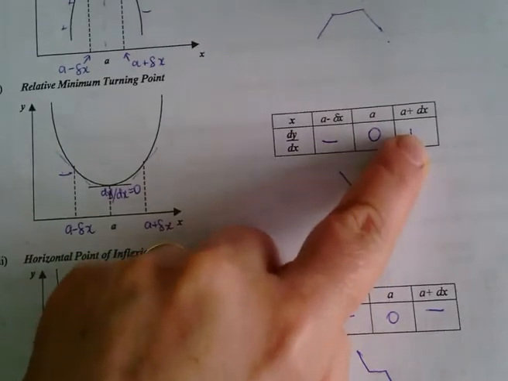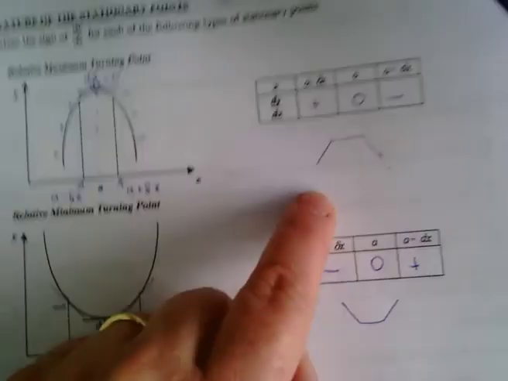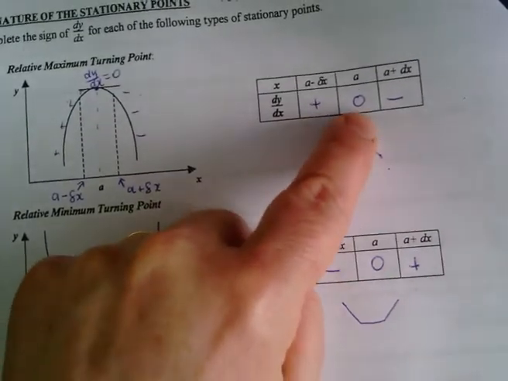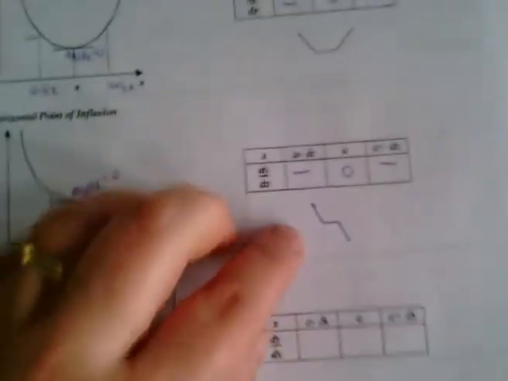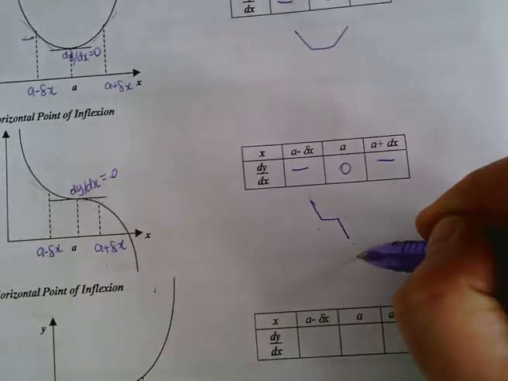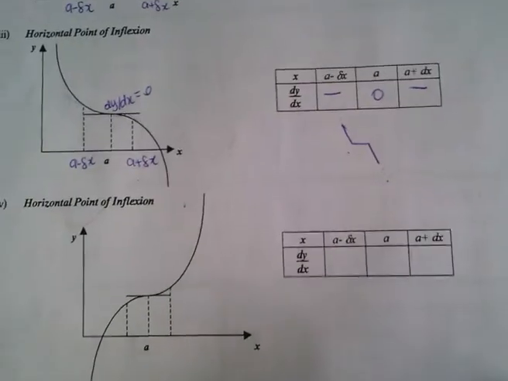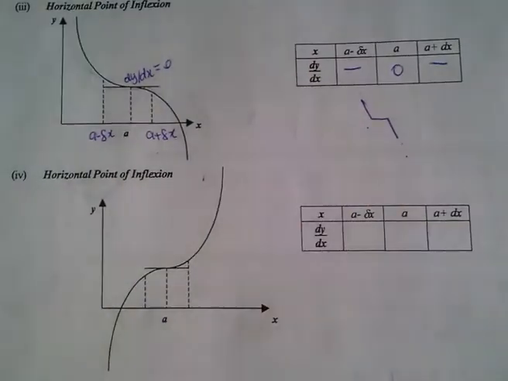Look at this. That forms a minimum. Can you see that? That forms a maximum: positive, 0 gradient, negative gradient, maximum. Can you see this is just a kink in the downward curve? That's called a horizontal inflection. And here we've got another horizontal inflection.